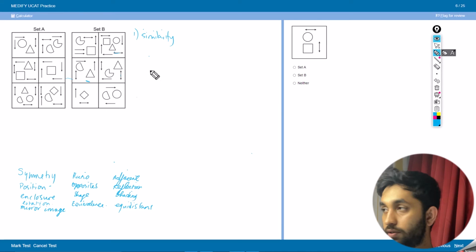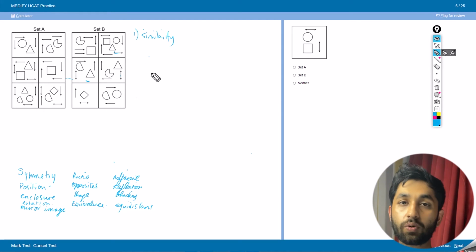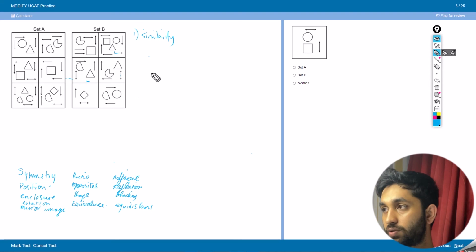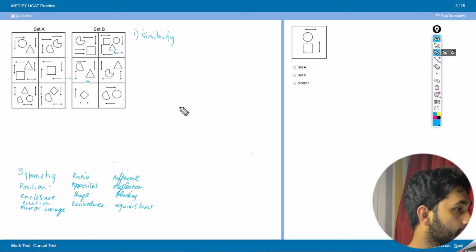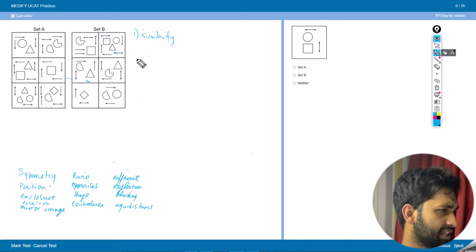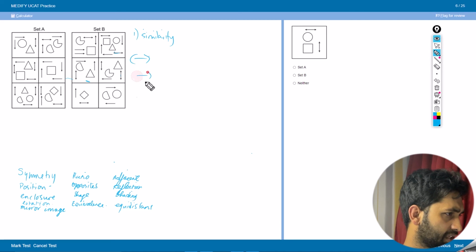Okay, what's the looking away? And it helps to look away. The reason why I look away is so I can get my mind off the screen and just almost reset my brain. Now look back. What do I see is similar between set A and set B? Arrows. Okay, what do I see? Double-headed arrows. Some are single.